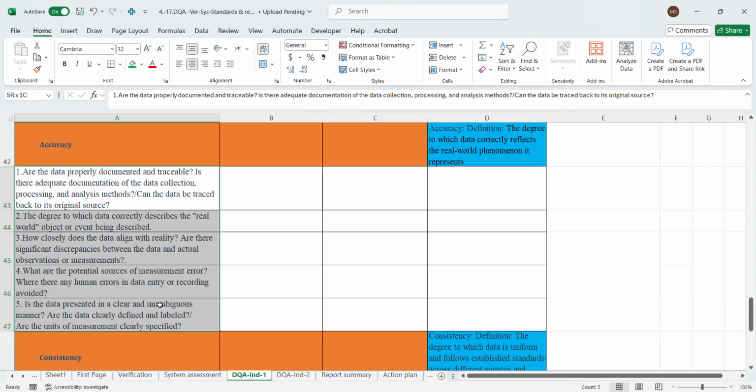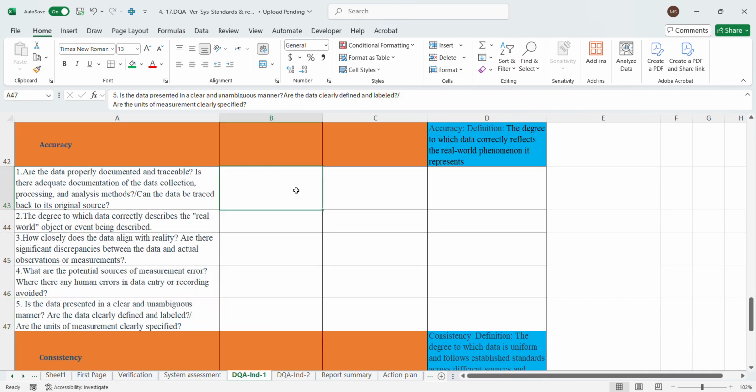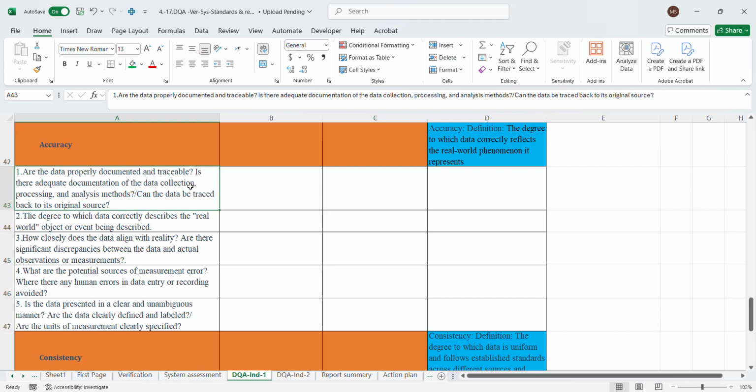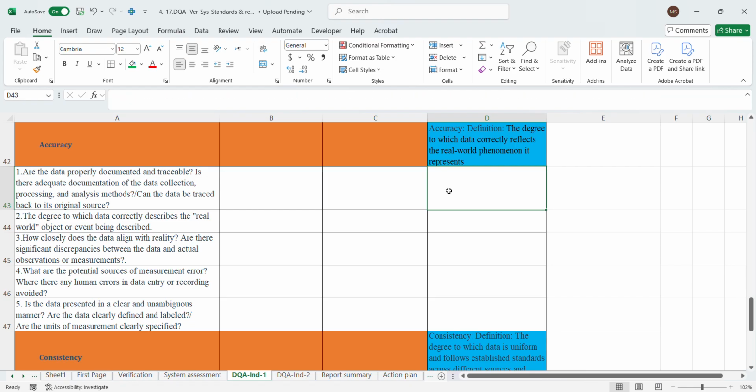We have 5 standard questions here to assess accuracy, and we'll fill in the data as yes, completely, partly, or not at all, or not applicable, and we'll write any comment in this section that reflects the question under our review. So we have to use evidence always.